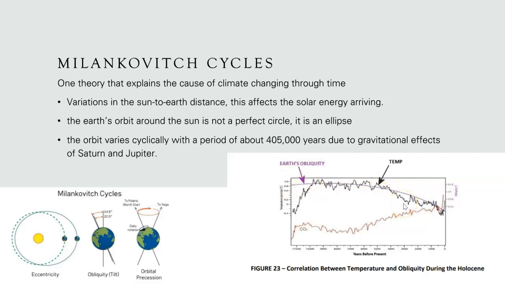And the Milankovitch cycles talk about the slight variation in Earth's orbit caused by gravitational effects of Saturn and Jupiter, which happens every 405,000 years. The Earth to sun distance changes. And with that change, the temperature directly correlates. Another reason why glaciation events occur in a cyclic way, and why climate changes overall too.